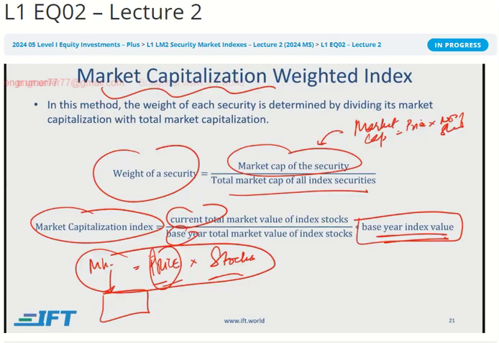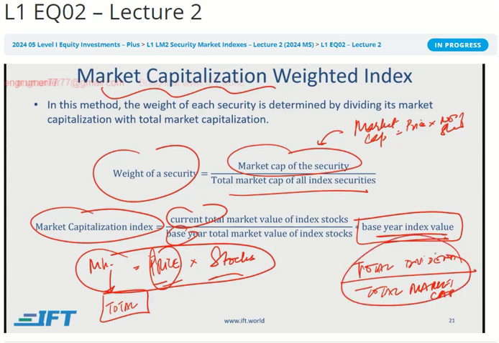And as far as dividend return is concerned, you have to see it as a percentage of total market cap. So you'll take total dividend, which is dividend per share multiplied by number of shares, divided by total market cap, which is all stocks market cap put together, right? So this is how you calculate the dividend return.